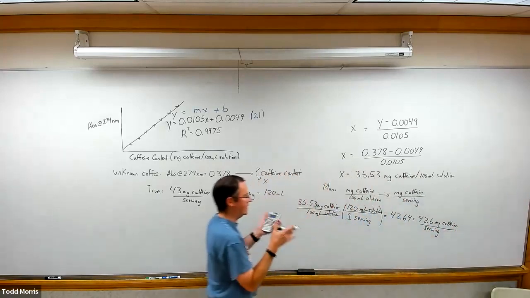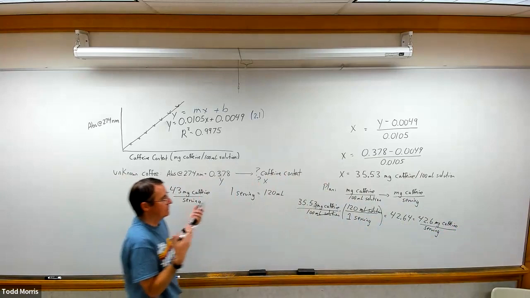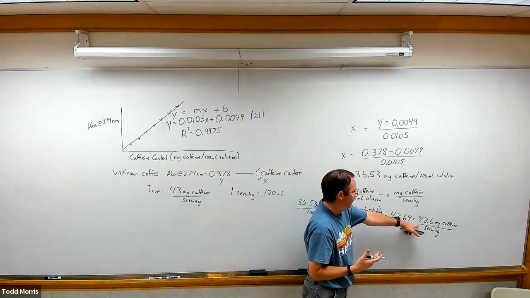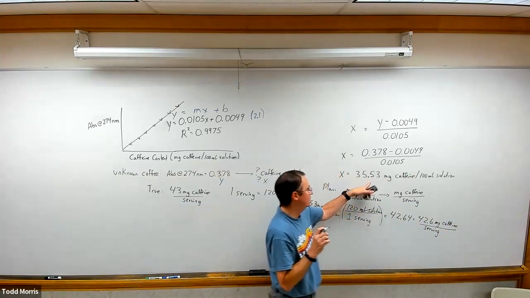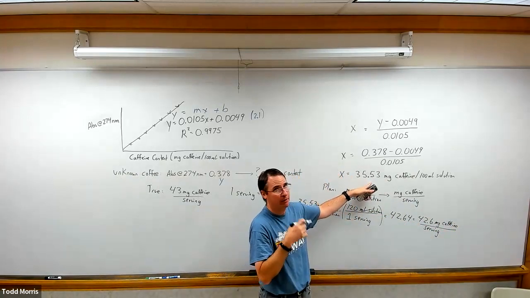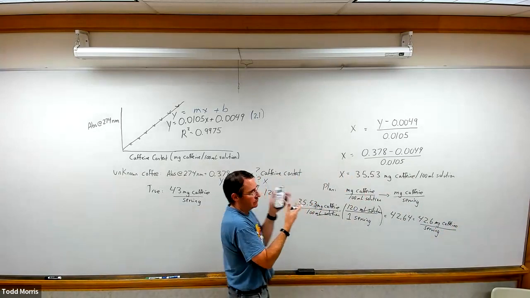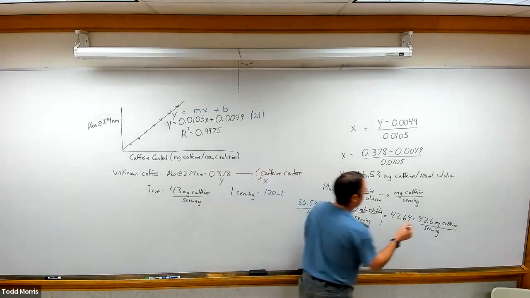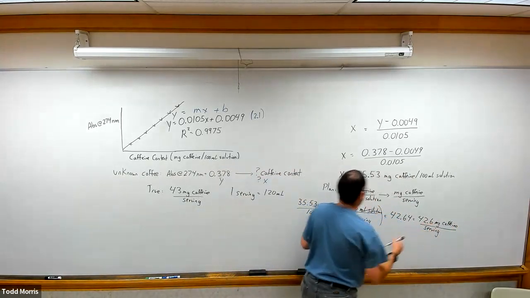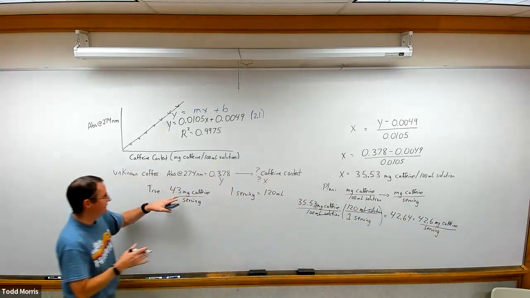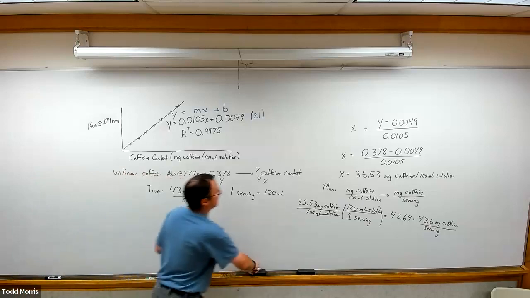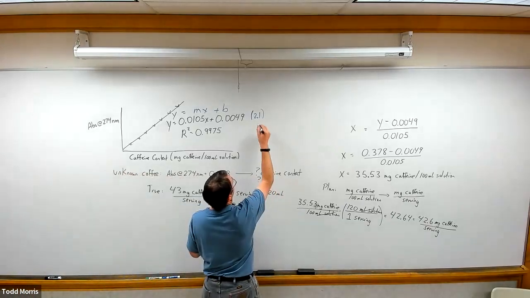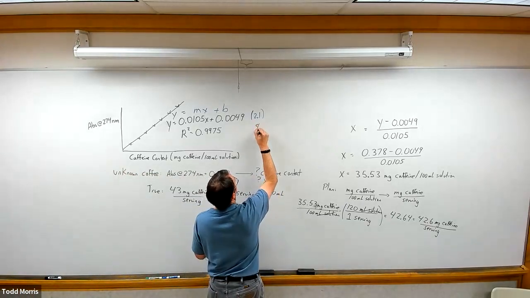So now I can finally fairly compare my experimental value, 42.6 milligrams of caffeine per serving. It's exactly the same meaning as 35.5 milligrams of caffeine per 100 milliliter solution. Different numbers because they're different units, otherwise same meaning. Now I can fairly compare because the units of my experimental value now match the units of the true value. So finally, we can calculate percent error like we did last week.